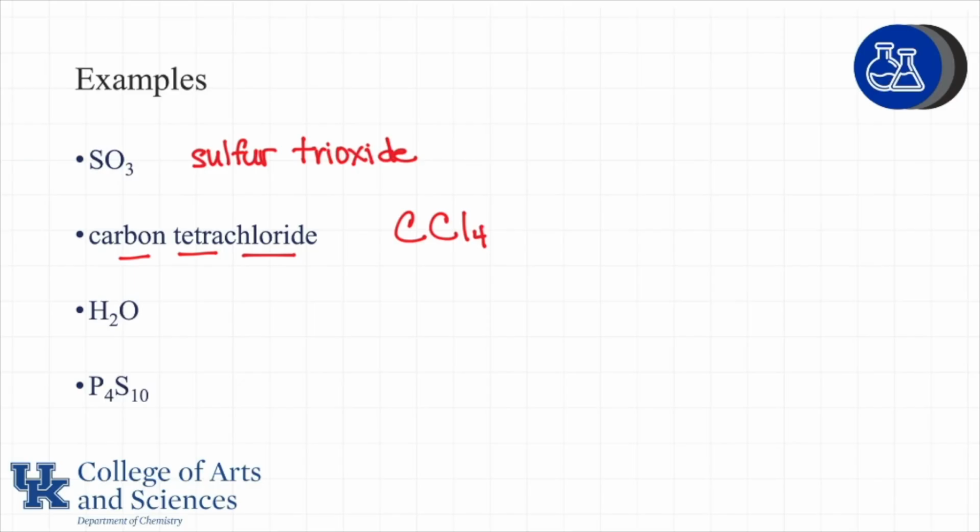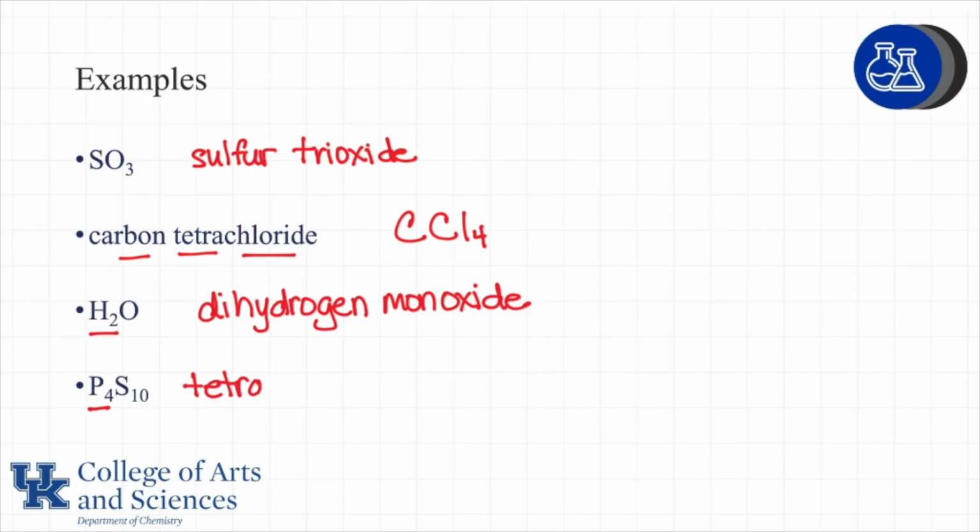H2O, which you probably recognize as water, can also be named by the official rules. We have 2 hydrogens, so we have dihydrogen, and 1 oxygen. Because the second element is 1, we still have to include the mono prefix. We only can omit it when it's the first element. We have monoxide. We change the ending of oxygen to IDE. Next, we have P4S10. So we have 4 phosphorus atoms, so tetraphosphorus, and then 10 sulfur atoms, so decasulfide, changing the end of sulfur to IDE.